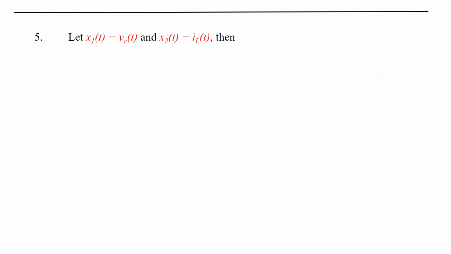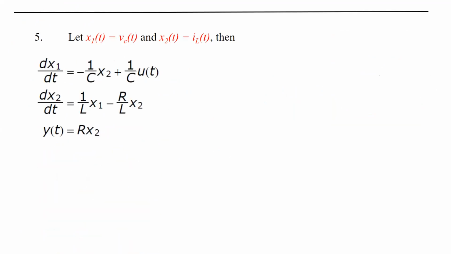Now let me assume X1 equal to V_C, X2 equal to I_L. And this is basically the same equation, which I put in this format. Let me put them in a matrix format. And rather than dx/dt, let me use x dot.